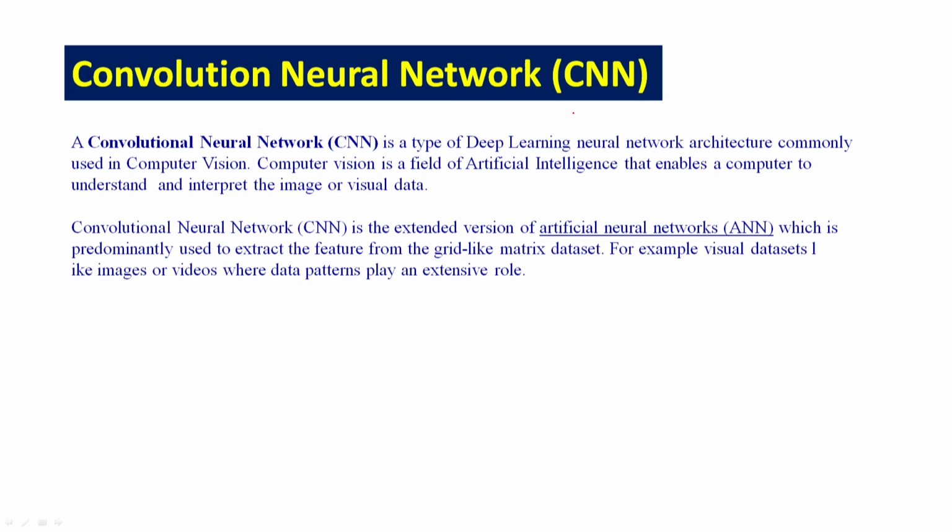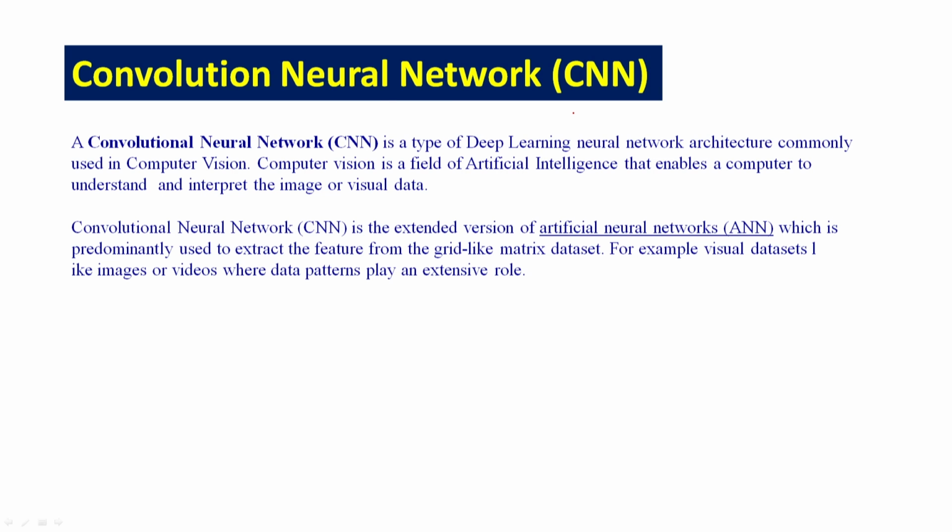So, what is a convolution network basically? Basically, it is a type of deep learning neural network which is commonly used in computer vision and image processing. It enables the computer to understand and interpret images or any visual data. So, therefore, 2D data is going to come into the picture. It is a field of artificial intelligence, but it is an extension of ANN.